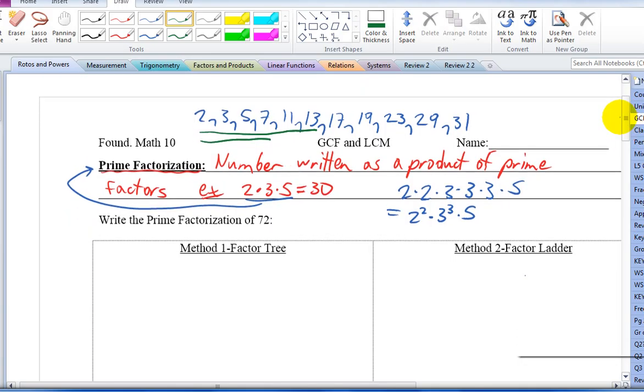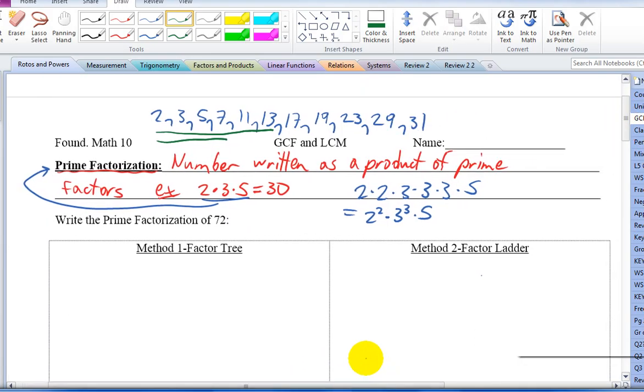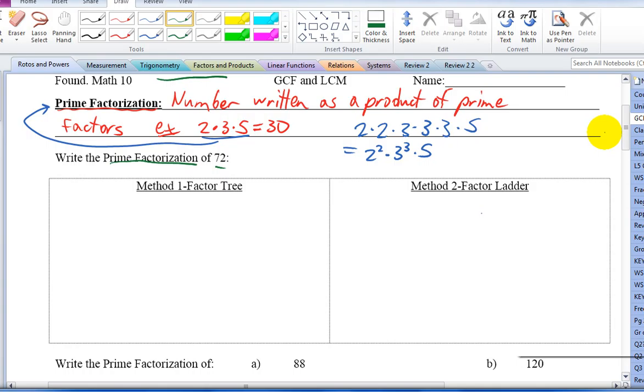Okay, so how do we get these prime factors? Well, let's write the prime factorization of 72. So I'm going to show you 2 different methods. First of all, the factor tree. So you did this one long ago. What 2 numbers multiply to 72? 36 and 2. That's a harder one.